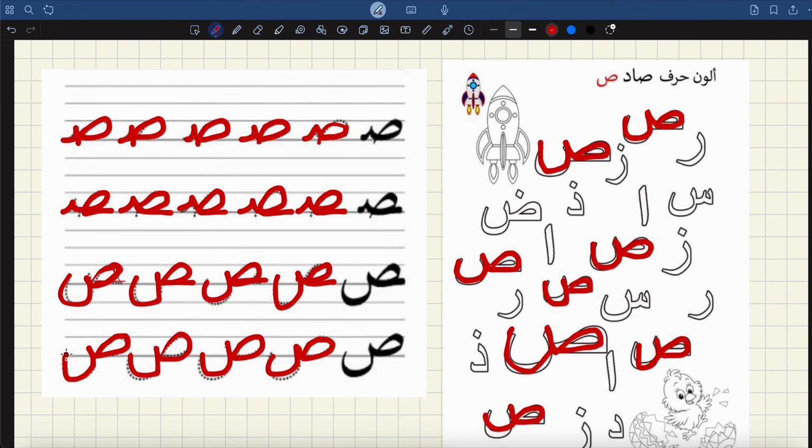Great job. Today you learned the name of the letter Sad, its sound and articulation point, its four written forms, and you practiced recognizing and writing it. Keep practicing, soon you will be able to read and write the letter Sad perfectly.